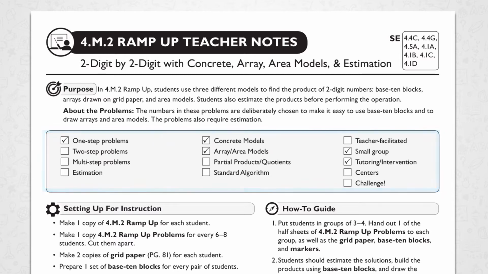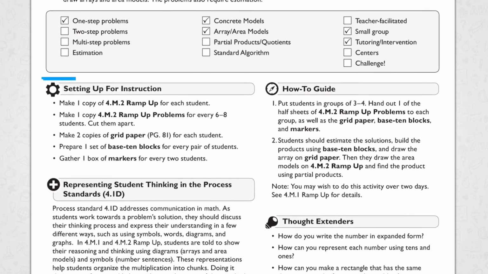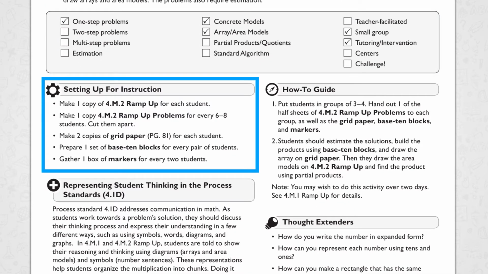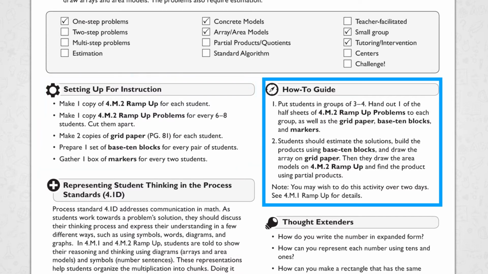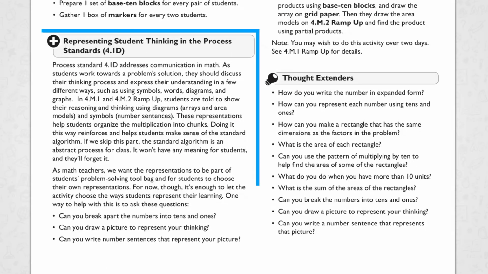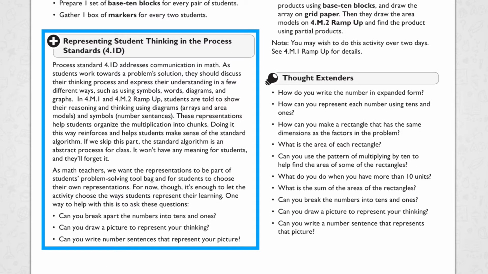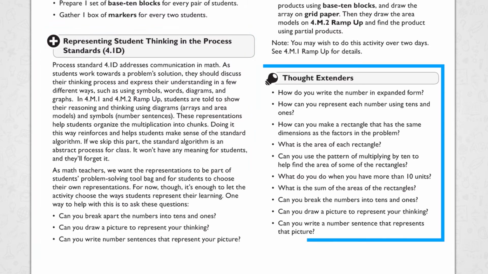Each teacher page also includes a setting up for instruction, so the things that you need to do prior to teaching the activity, and a how-to guide, which helps you know what the author was thinking whenever they wrote the activity. There are also content and instruction extras. The content and instruction extras help you build your content knowledge, or they suggest effective instructional strategies. And finally, you have a set of questions called thought extenders that help you help your students think more deeply and get unstuck when they get stuck on a problem.